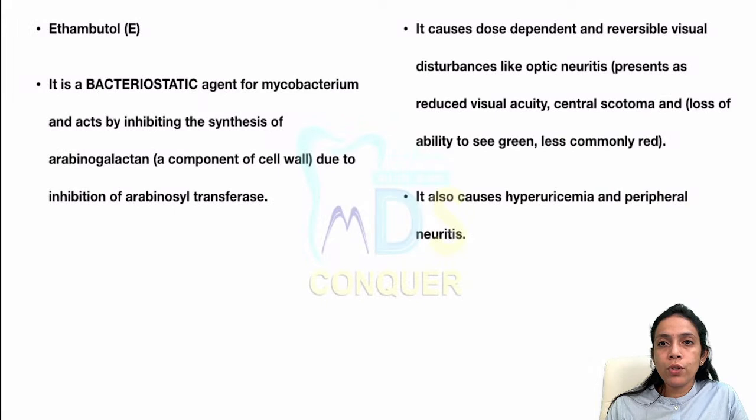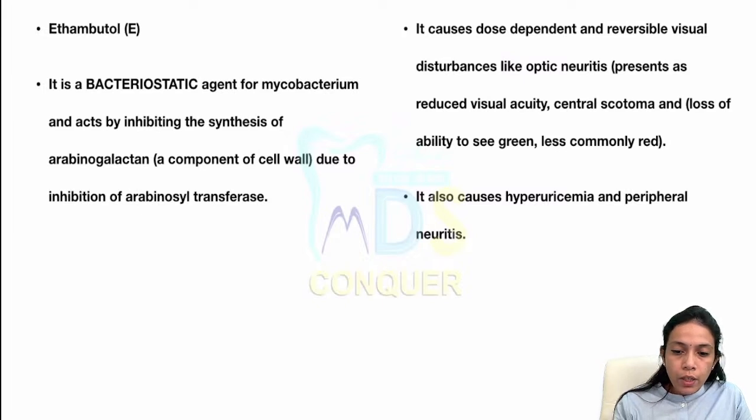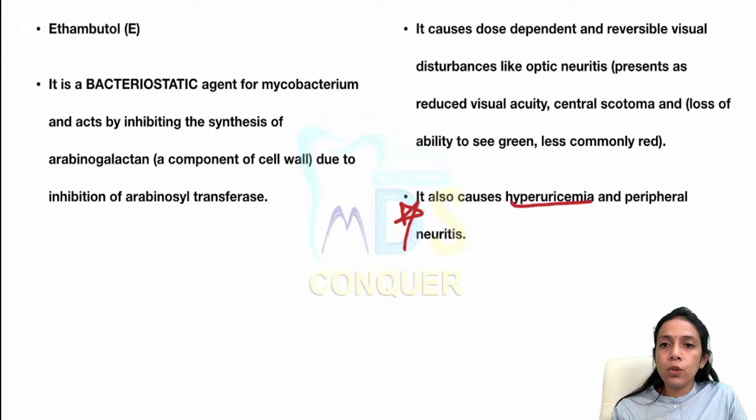Okay, so ethambutol causes hyperuricemia. Besides that, yes, it also causes optic neuritis. There's loss of visual acuity, there's optic neuritis, but ethambutol actually causes hyperuricemia. Very important. So if the option is given as ethambutol, better go for that.